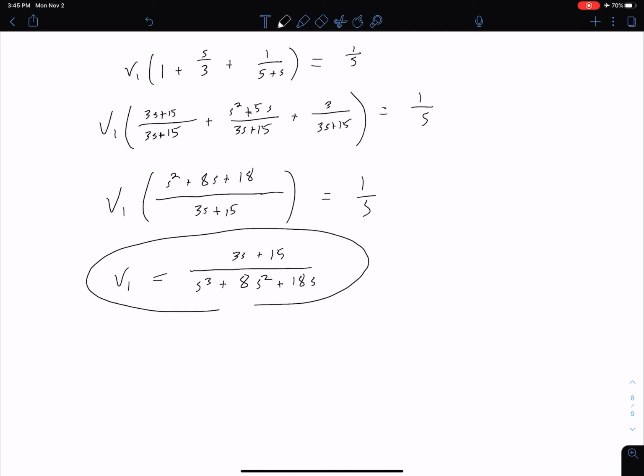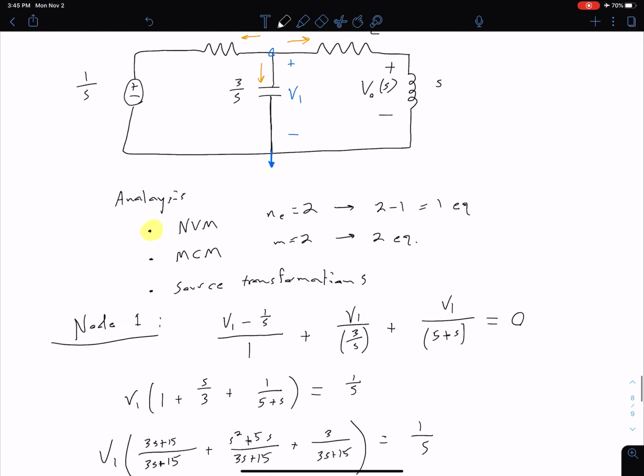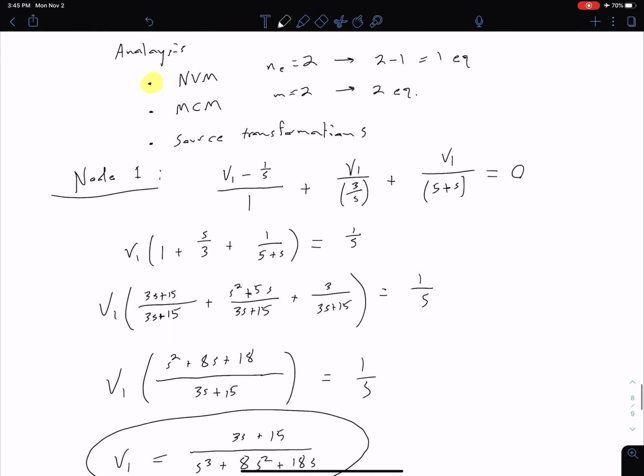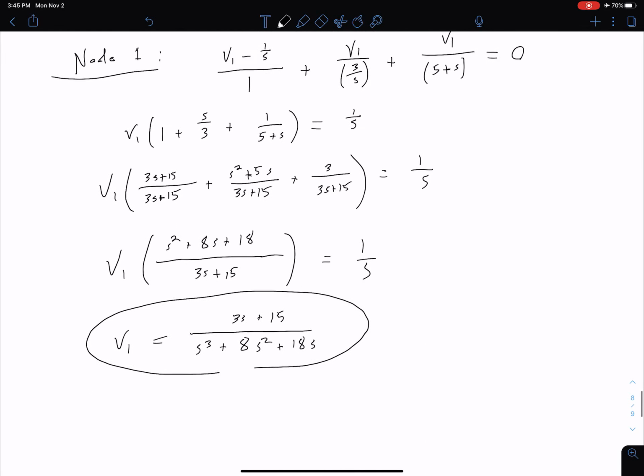In a later video, I'll go over an easier way to do that using MATLAB or some similar software. But we can see it's a lot more complicated than if we just had a time domain circuit with one node voltage equation. But let's keep in mind that was our V1.